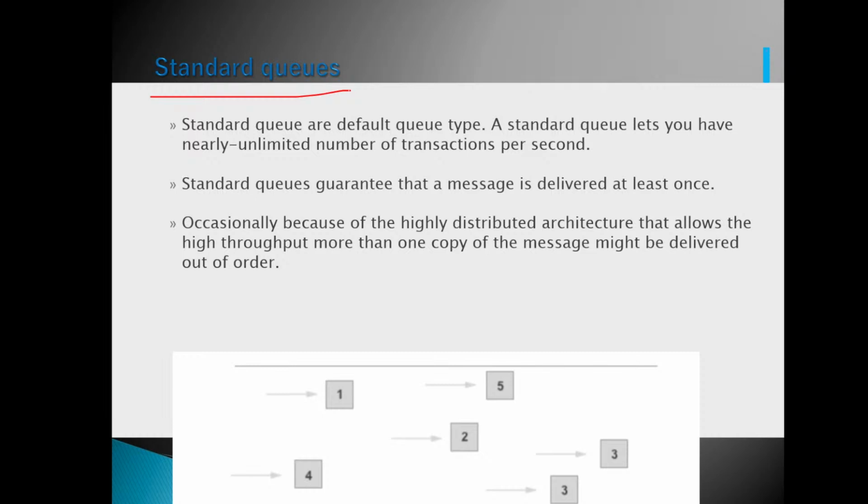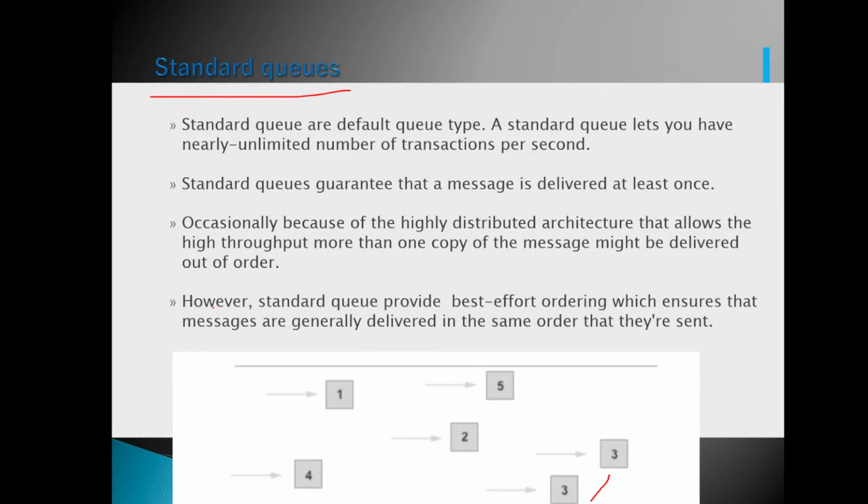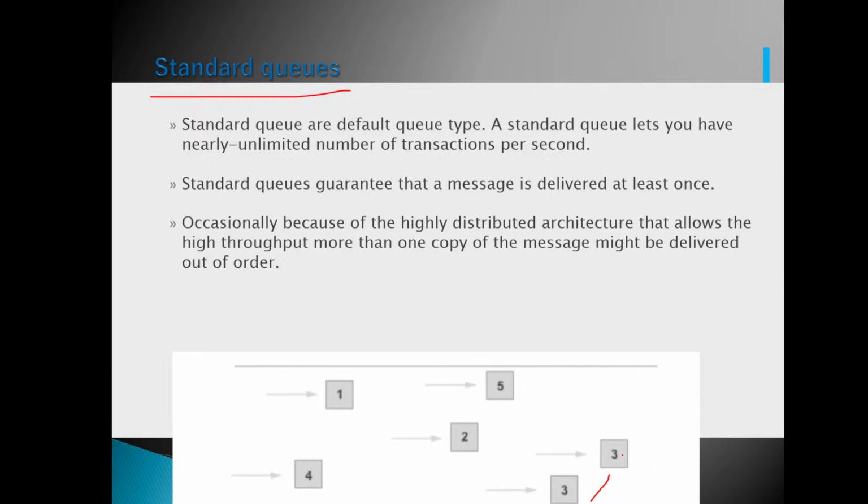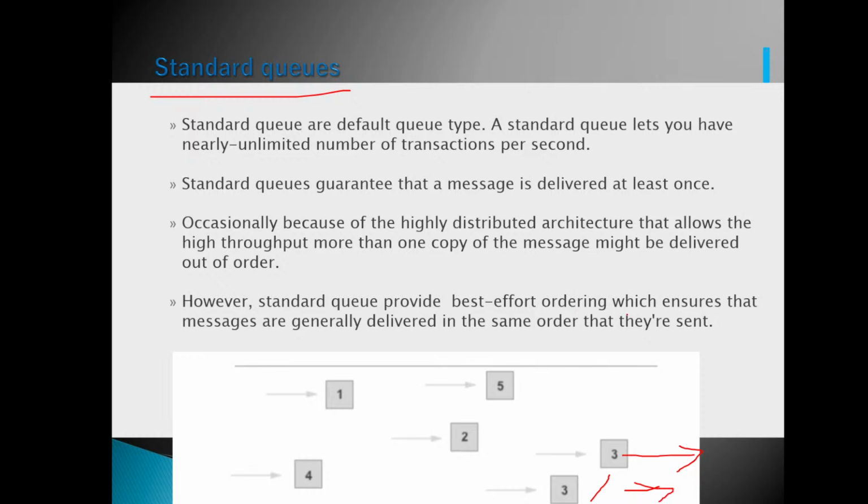So what Amazon does for standard, just like S3, it creates multiple copies of your message, and you can see multiple copies of messages are preserved in the queue. And there might be chances when you are pulling that the same message can be delivered twice. However, standard queue provides best-effort ordering, which ensures that messages are generally delivered in the same order that they are sent. So the advantage of standard queue is that you can send an unlimited number of messages. The data is redundant. The only problem is that it can deliver the same message multiple times.